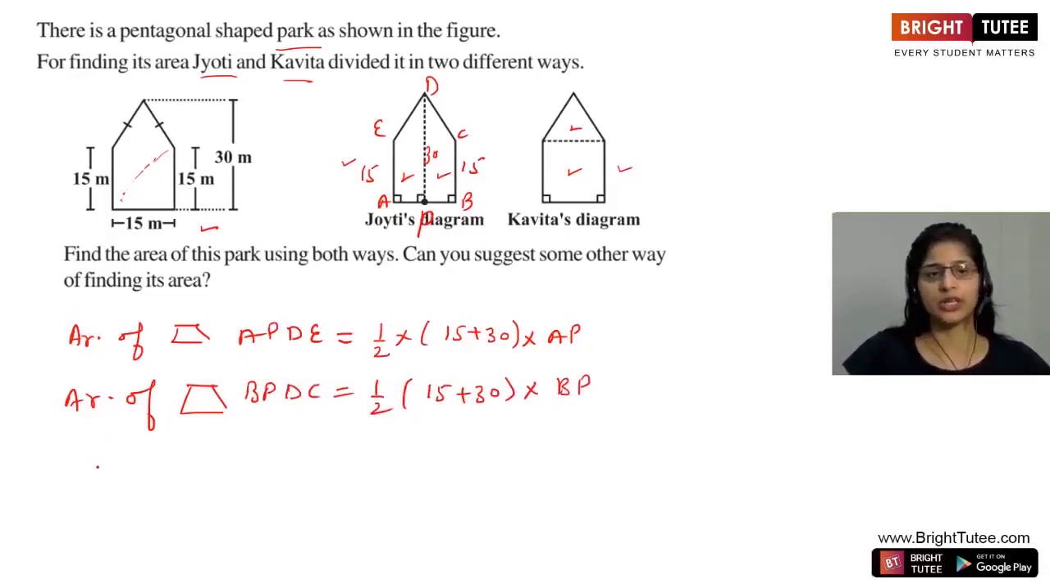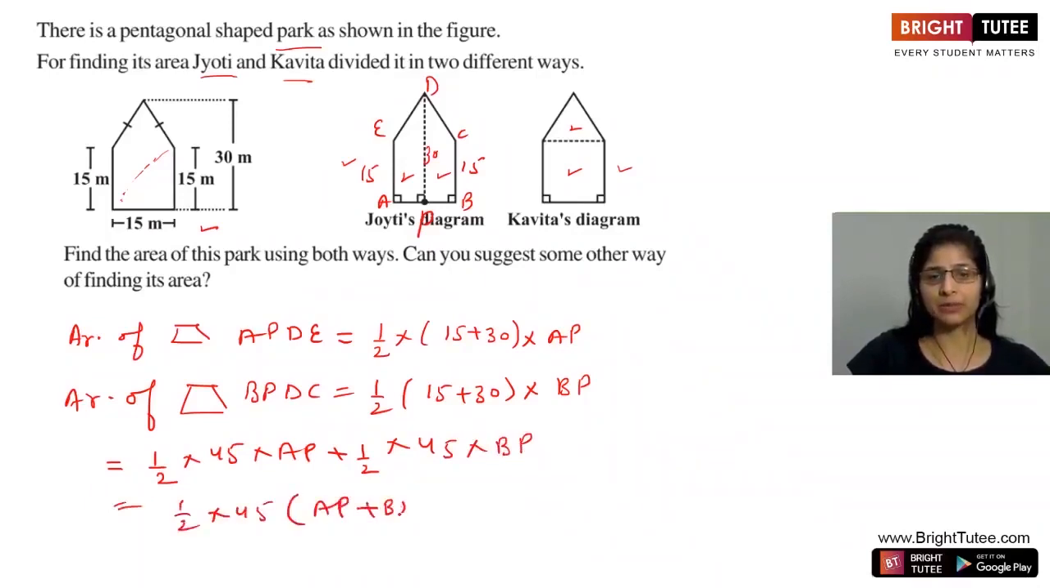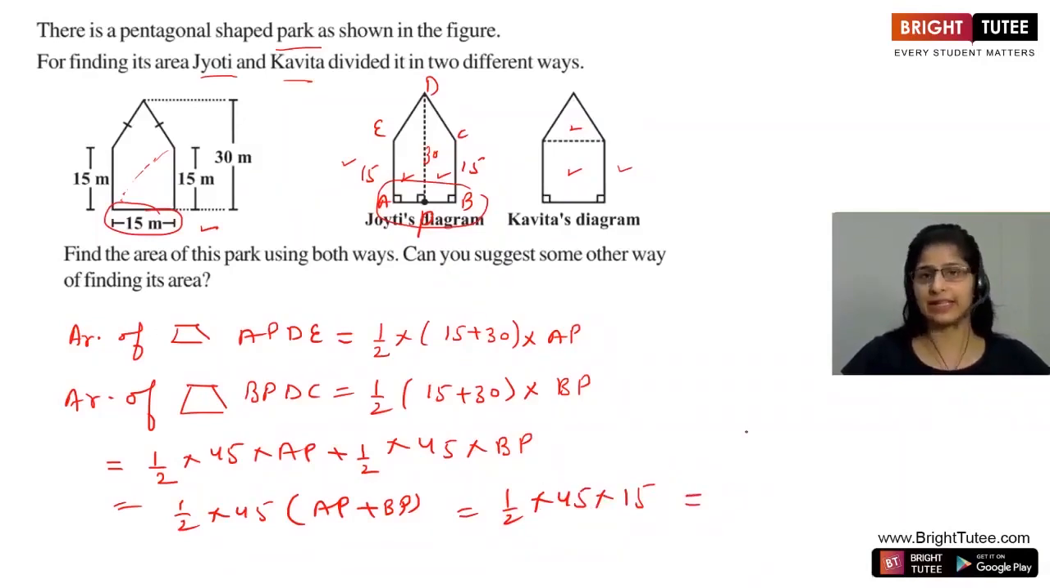Let us add these both. We'll get half into 15 plus 30, that is 45, into AP, plus half into 45 into BP. So half into 45 is common and we are left with AP plus BP, because we don't know the measurement of AP and BP. But when we join AP and BP, it becomes AB, and AB is given as 15. So we will write half into 45 into 15. Now we are going to multiply and then write the answer.